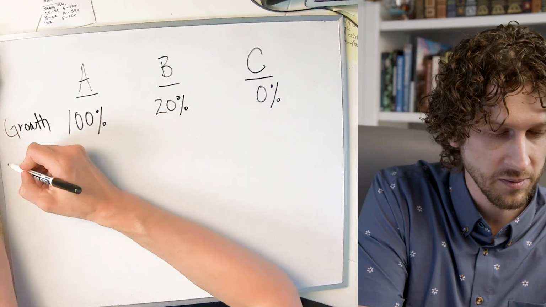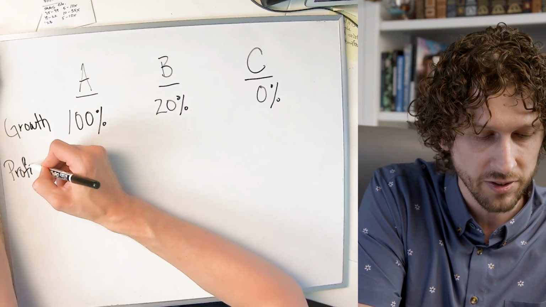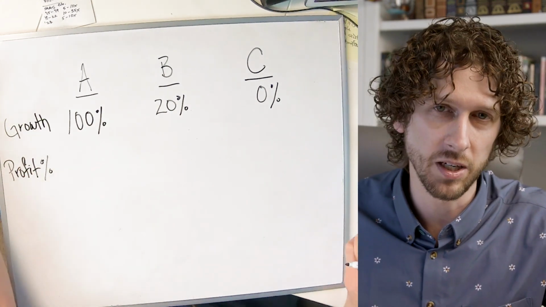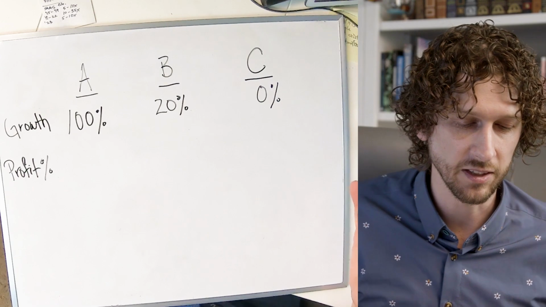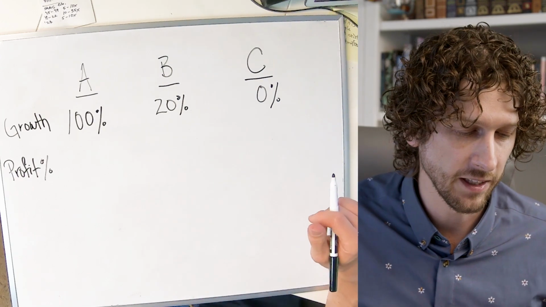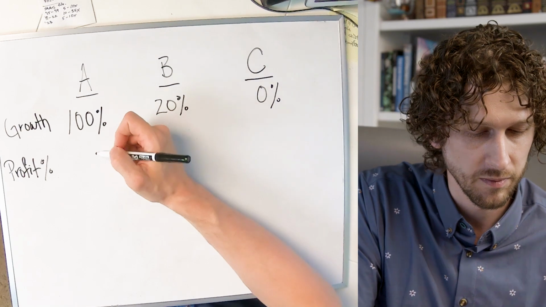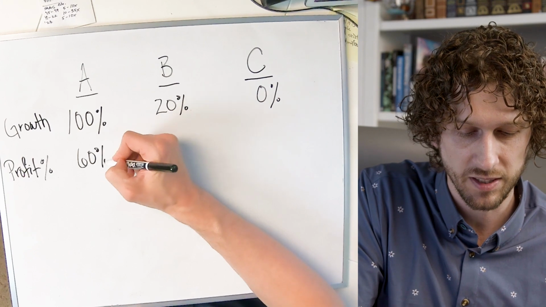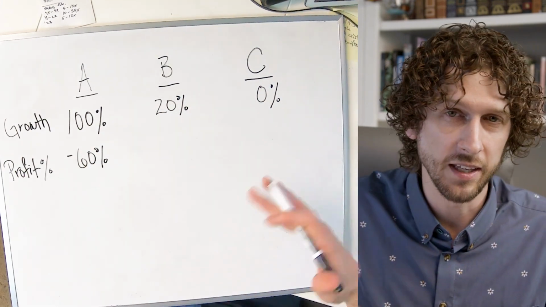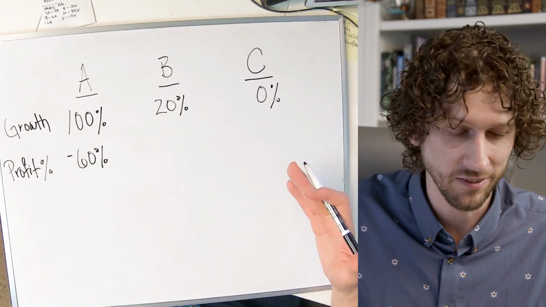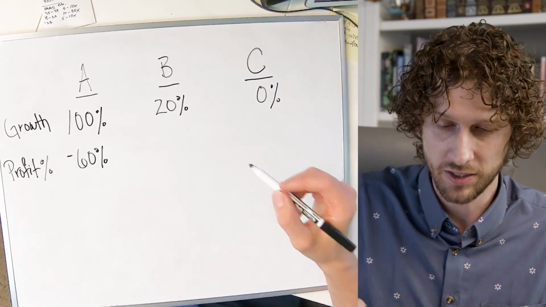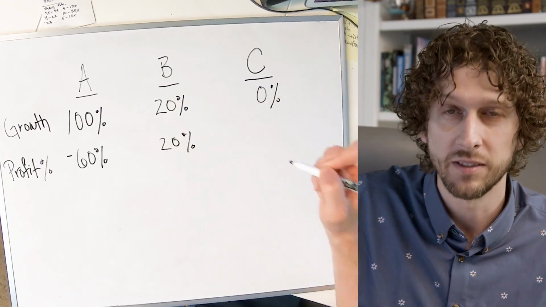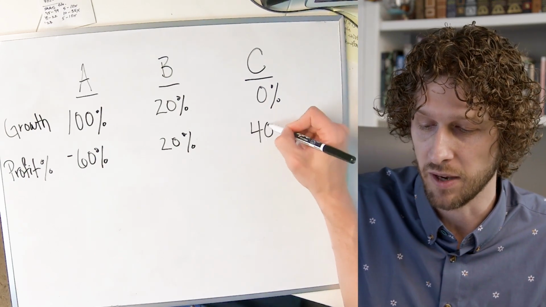And then let's have our profit margin. Sometimes people will also use EBITDA margin instead, but just for the sake of this exercise, let's assume that it's the profit. So in this case, company A is losing 60% every year, negative 60% profit margins. Company B is generating a positive profit of 20%, and company C is very profitable at 40%.